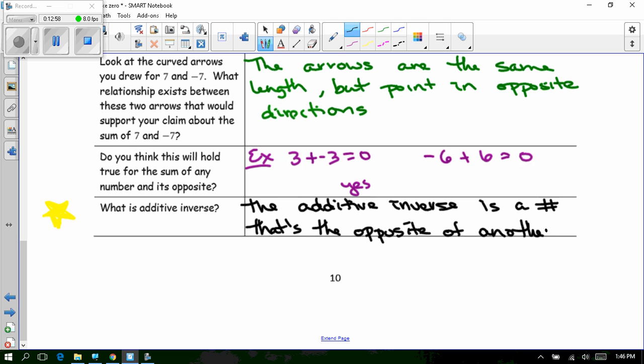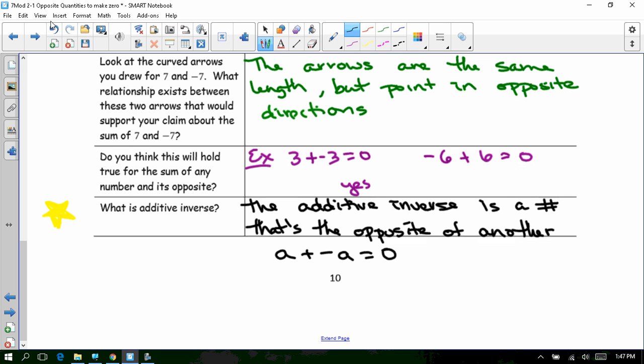And then you also need to catch that if I take a number A, whatever it is, and I add the opposite of it, -A, I will get 0. That's what's going to happen when I do that. All right, go to the top of page 11.